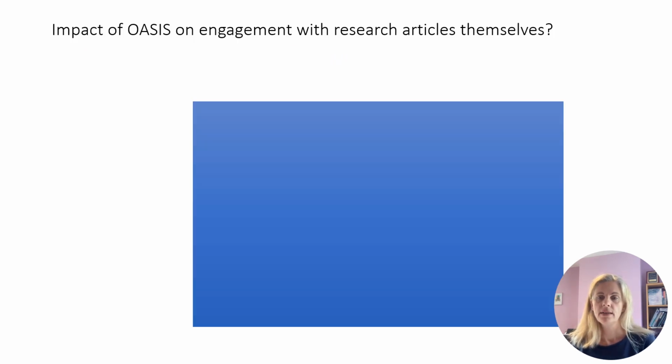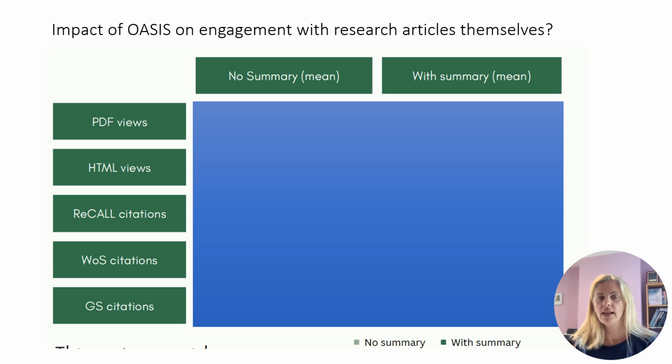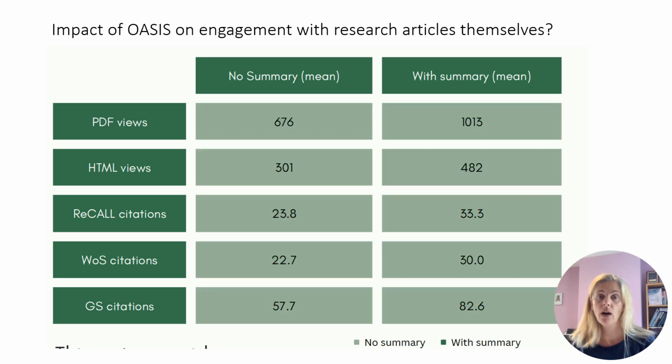So we compared articles in the journal Recall. Half of the articles had summaries and half of the articles didn't have summaries, and we carefully matched these pairs of articles along parameters that might affect whether people read them or cite them. So you can see down the left here the measures that we took to look at engagement with the journal article. And on the left you'll see the results of the articles with no summary, and on the right the articles that have a summary.